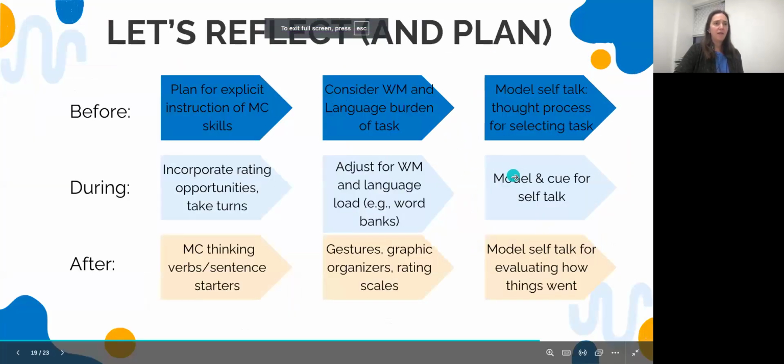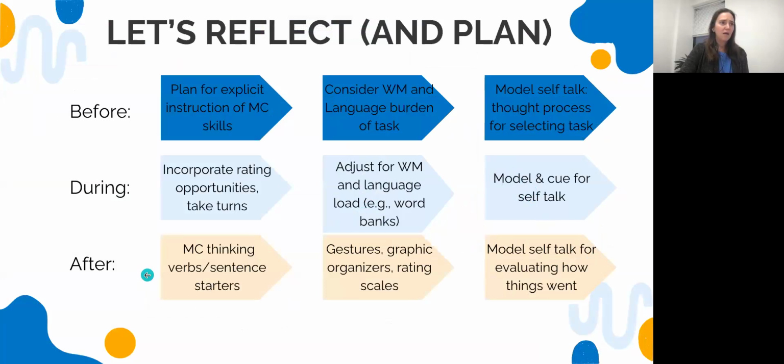Okay. And then modeling and cueing for self-talk. And then after, we're continuing to model those metacognitive thinking verbs, or providing our students with sentence starters to support richer reflections of their own work. Maybe we're using gestures or graphic organizers to support the reflection, and also evaluating how things went for us. So we can model some of those self-talk words, like I realized, or I acknowledge that this happened, and so on.